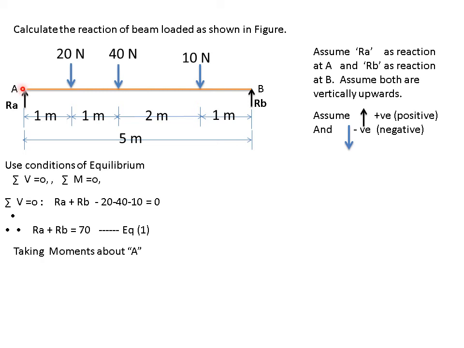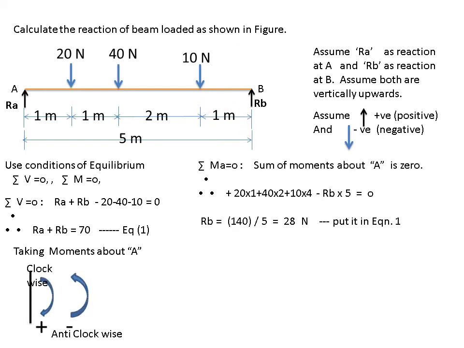So this is my point A. I have to take moment about A. On the right-hand side of A, you have got 1, 2, 3 and this as the fourth force. So these three will cause clockwise movement about A. I will take it as plus, and this RB will cause anti-clockwise. I will take it as minus. So this is the sign convention.